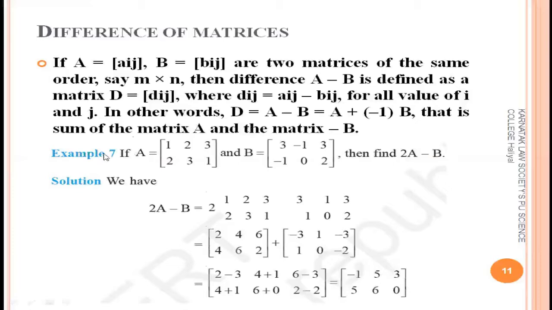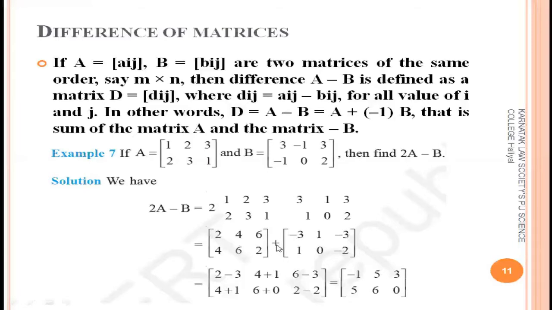Let us take one example. A is equals to 1, 2, 3, 2, 3, 1, and B is equals to 3, minus 1, 3, minus 1, 0, 2. Then we need to find 2A minus B. First, before solving it, they have given 2A. That is scalar multiplication. We need to multiply each element present inside the matrix A by 2. So 2 ones are 2, second element 2 2s are 4 and 2 3s are 6. 2 2s are 4, 2 3s are 6 and 2 1s are 2.